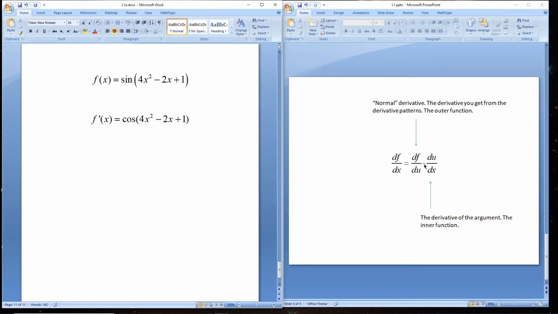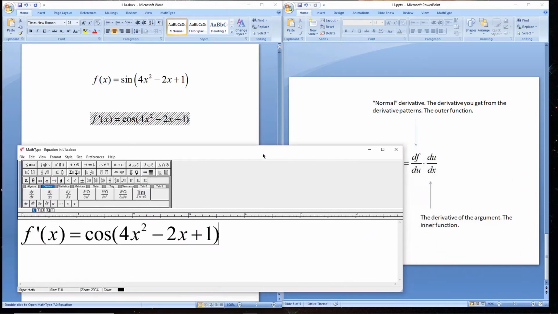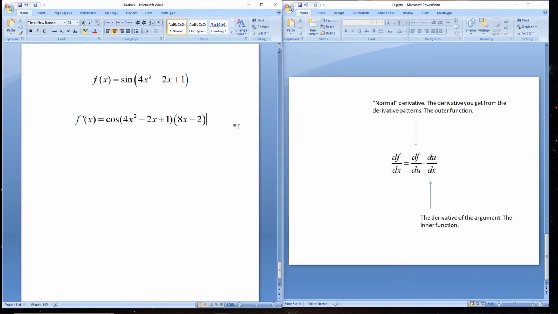But the chain rule says you have to multiply this by the derivative of the argument. And here is the argument. And the chain rule says we have to multiply by that derivative. And so what's the derivative of the argument? Well, that derivative then is 8x minus 2. And that is our answer. That is the derivative.